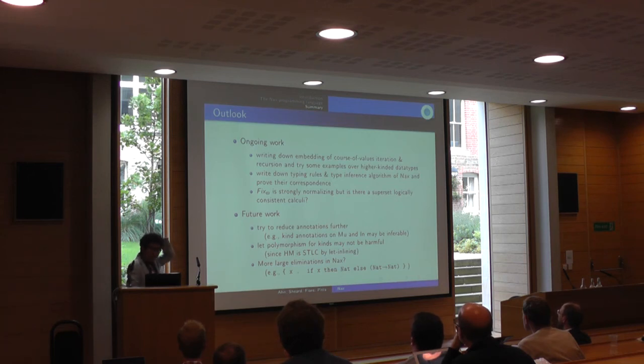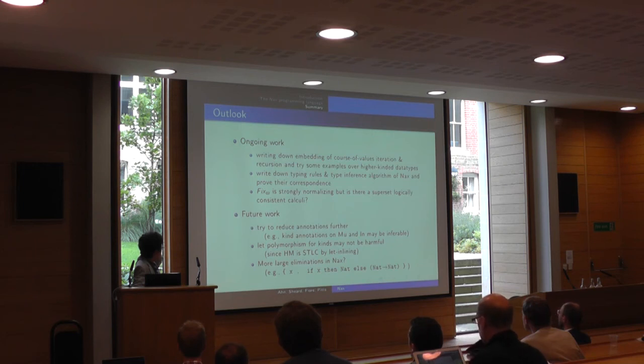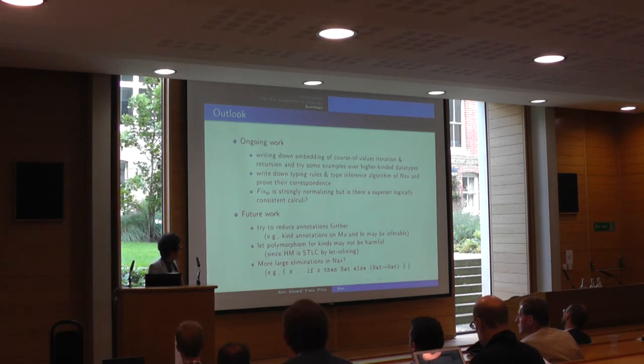The ongoing work is basically to do more proofs about some properties, and the future work is trying to reduce more annotations. I think kind annotations could be inferable as well, and you can't really do kind polymorphism because it's inconsistent, but maybe that polymorphism is okay. That's an idea. And also, there are some limitations in the syntax of large eliminations, and if you want to do these kinds of things, we would have to think about that more.